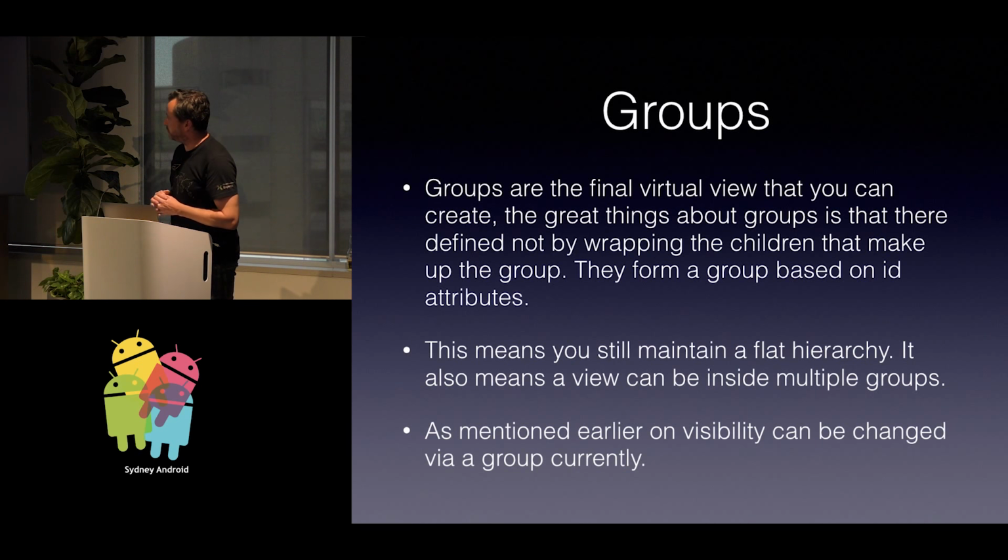Again, as we discussed, groups are virtual objects. It means you can have a flat hierarchy. The only thing you can change about a group at the moment is its visibility. I expect that to change over time to allow you to change other things on a particular group. But at the moment, you basically say, here are 5 views that I want to treat the same, and you can set the visibility on the group, and they all disappear.